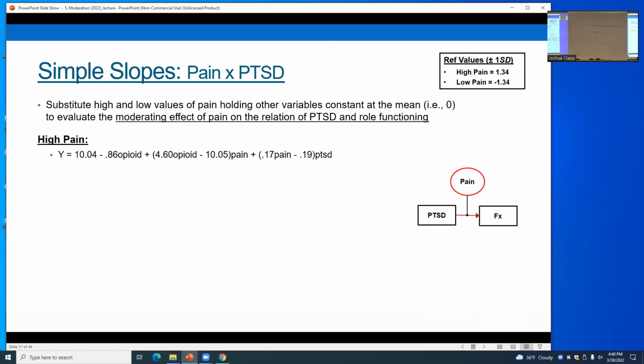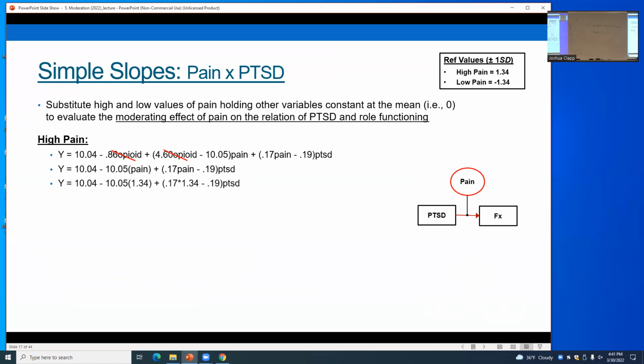And we have high pain as a standard deviation above, 1.34, low pain negative 1.34. And so what we want to look at is the relation of PTSD and functioning at high levels of pain. We take 1.34, plug this in for pain, holding everything else constant at 0, right? Well, here we've got opiate use that drops out. This opiate use, that's 0, so that drops out. And so what we're left with is our intercept minus 10.05 pain plus pain minus PTSD.